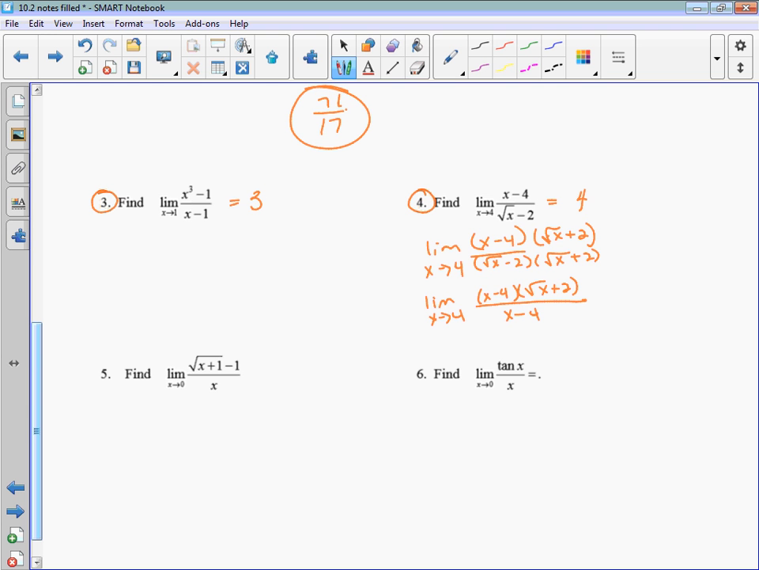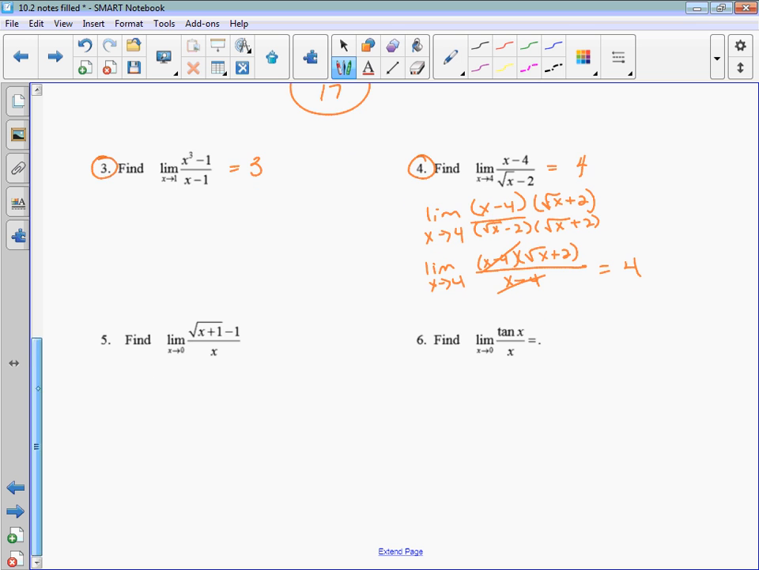Okay. All right, so then these cancel, and now I can do my direct substitution. So when I plug the 4 in, that's 2, 2 plus 2, 4. Okay? All right, guys, 5 and 6. So 5 is, yet again, the conjugate one. 6, you got to think a little bit.